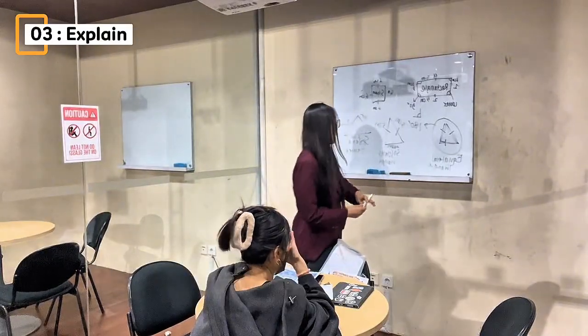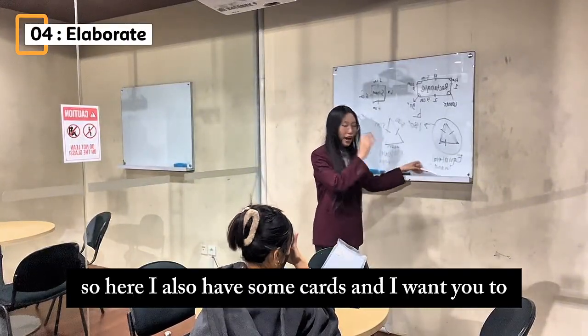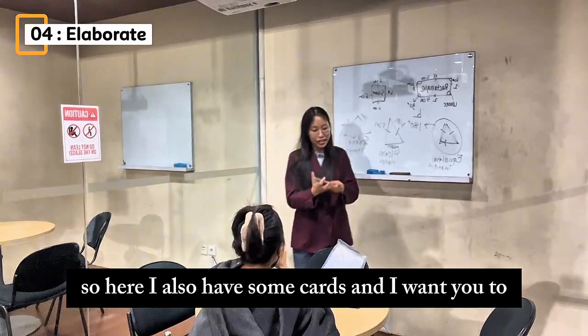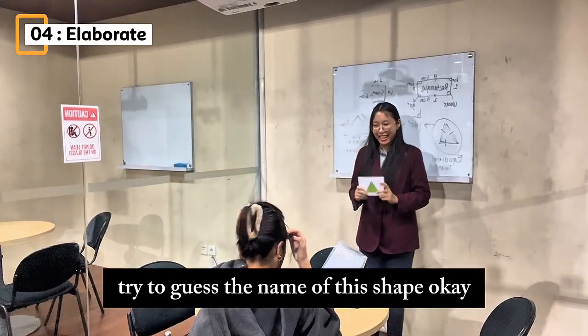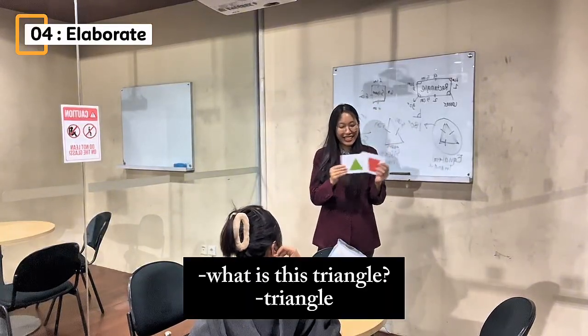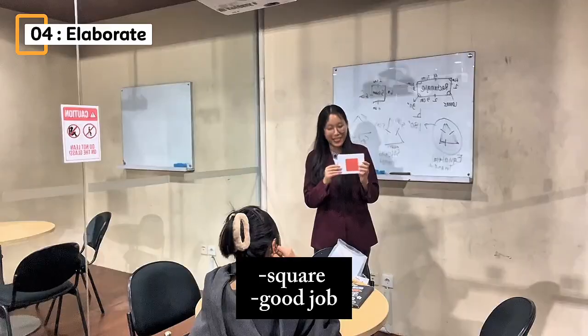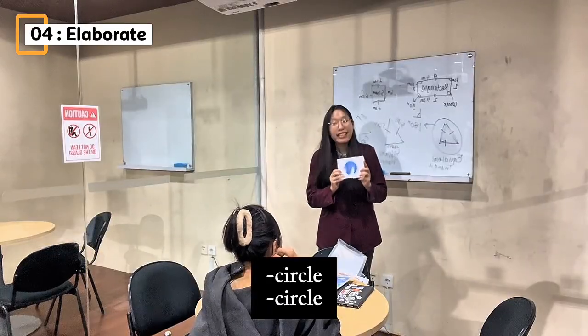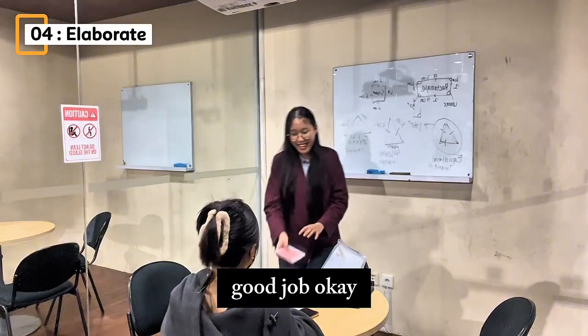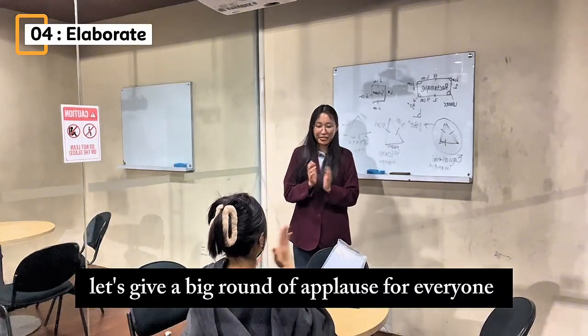Okay, good job. So here I also have some shapes, and I want you to try to guess the name of this shape. Okay, what is this? Triangle. Triangle. Good job. What about this one? Square. Good job. Circle. Circle. Good job. Rectangle. Rectangle, good job. Yeah, let's give a big round of applause for everyone.